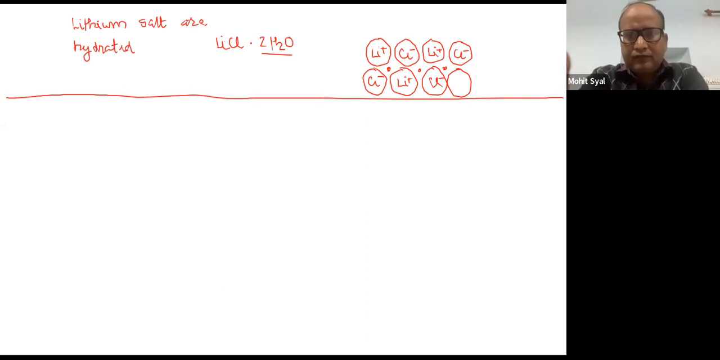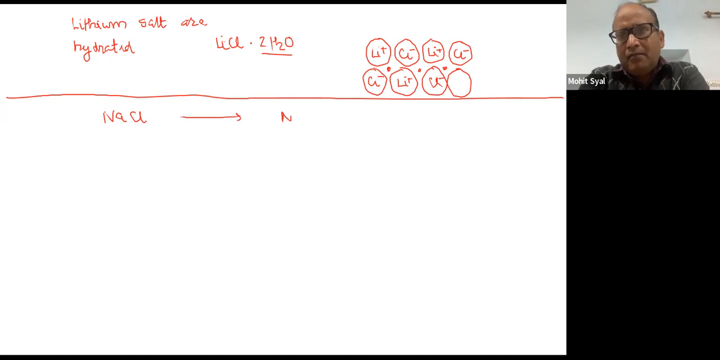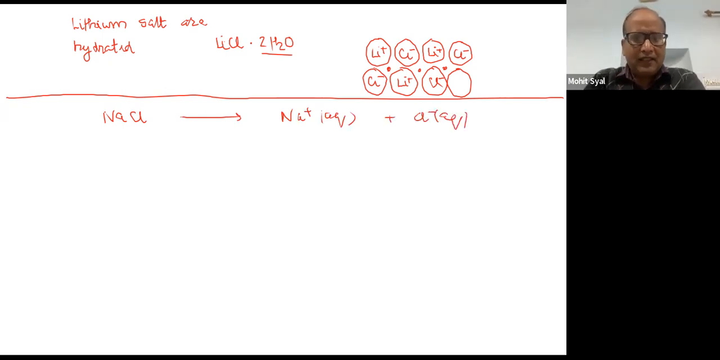For example, sodium chloride, NaCl. This is a very common thing. When you put it in water and stir it with a spoon, it gets dissolved. When you put it in water, it becomes Na plus aqueous and Cl minus aqueous, dissolved in water.